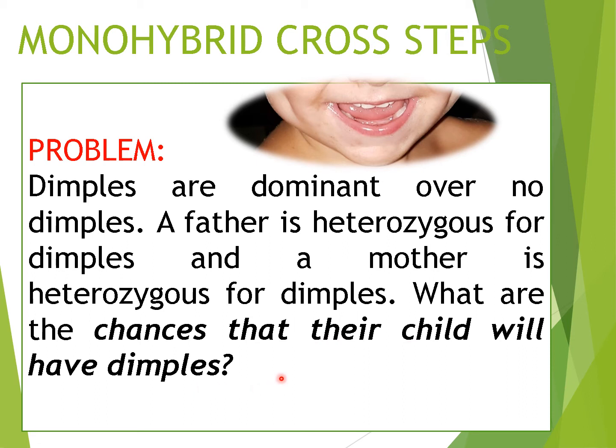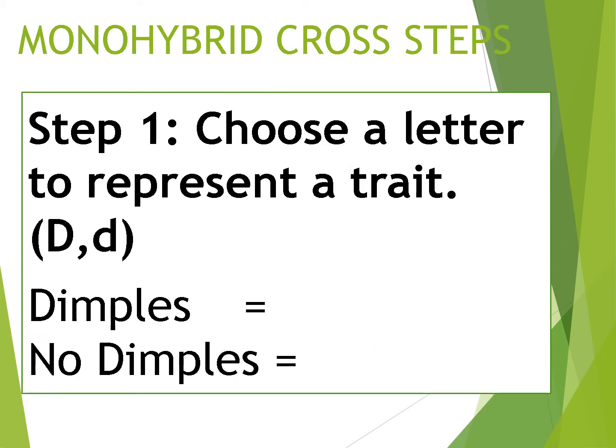We are looking at the chances that their child will have dimples. So here is the first step in a monohybrid cross. The first thing that you need to do is to assign a letter to represent each allele. Step 1, choose a letter to represent a trait. For this given, we will be using the uppercase letter D and the lowercase letter d.